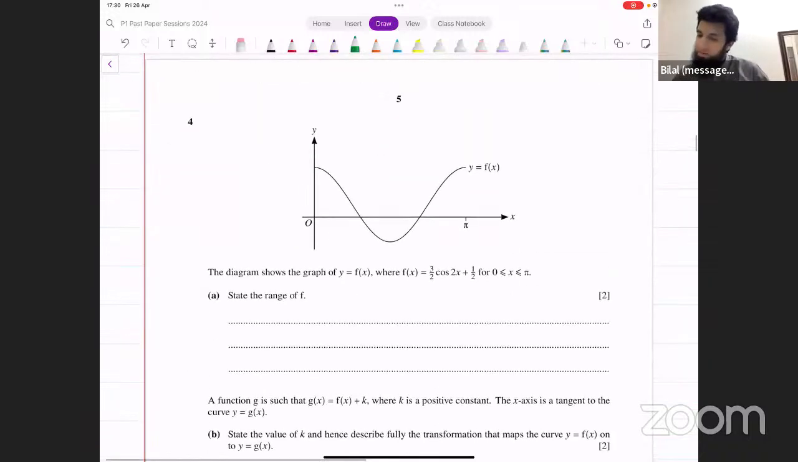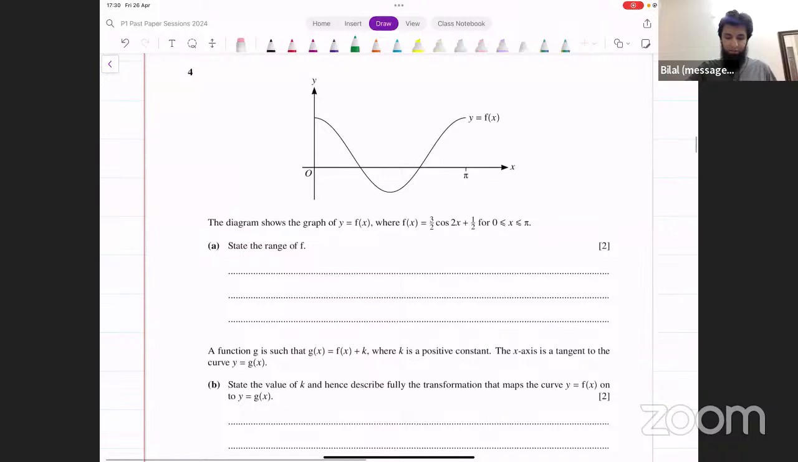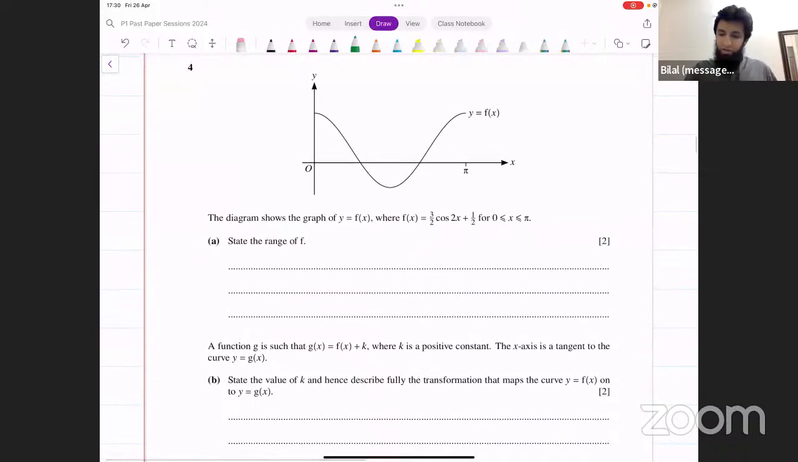The next question that you ask about is question number 4 from this paper. Let's have a look at that. This is the one. It says state the range of this function f. You've got the graph of the function given. However, we don't have the values on the vertical axis. f of x equals 3 over 2 cos of 2x plus 1 over 2, and x is between 0 and pi.